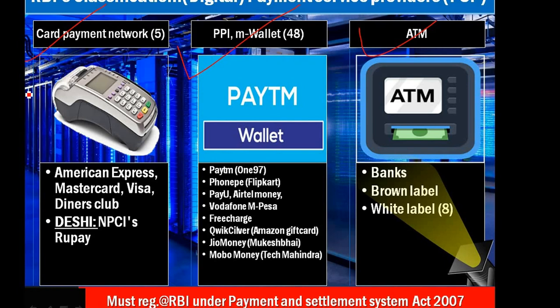So further, we also have a classification, that is card payment, then wallets and ATMs. For the card payment networks, we have 5 service providers: American Express, MasterCard, Visa, Diners Club, and RuPay, which is the nation's own service provider developed by the NPCI.